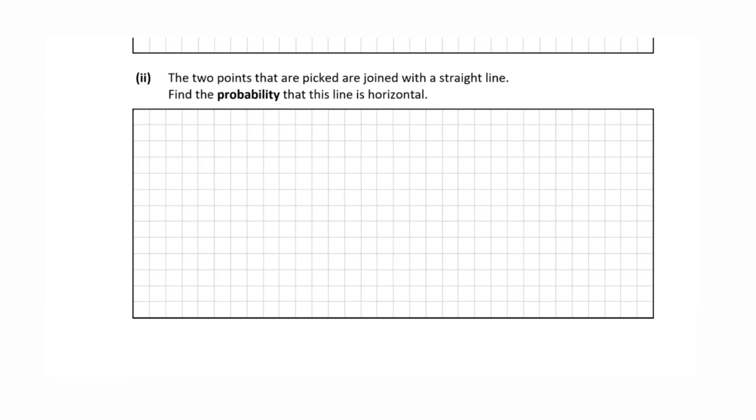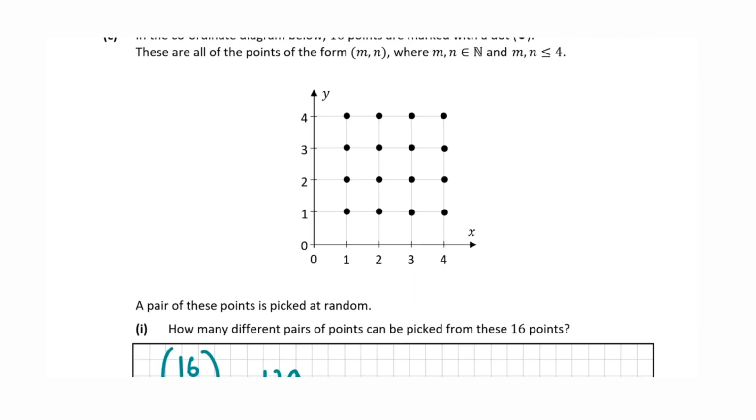And then in part II of the question, they tell you that the 2 points that are picked are joined with a straight line, and they want you to find the probability that this line is horizontal. So the first thing we need to do is find the number of different horizontal lines. So looking at our diagram, you can see that we have 4 horizontal rows with 4 dots. So the first thing we need to do is calculate the number of different pairs of points that can be selected on each line.